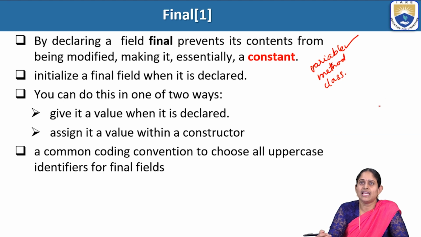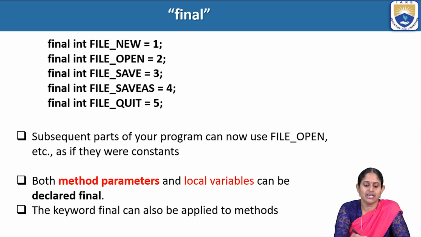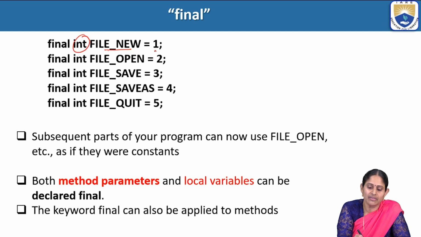So when we define any variable as final, we have to declare it in advance. It can be given the value when it is declared, or it can be assigned a value in a constructor. Generally, when we are declaring any variable as a constant, it will be named in uppercase. For example, we are defining an int variable named FILE_NEW as an integer with value 1. So this is a final value.